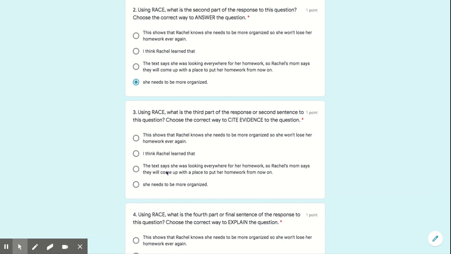So as I read, ask yourself, is this a piece of evidence from the text that shows Rachel learned she needs to be more organized? The text says she was looking everywhere for her homework. So Rachel's mom says they will come up with a place to put her homework from now on. It shows me that she learned to be more organized, and it gives an example from the text. So that is my evidence to support my answer, part C.